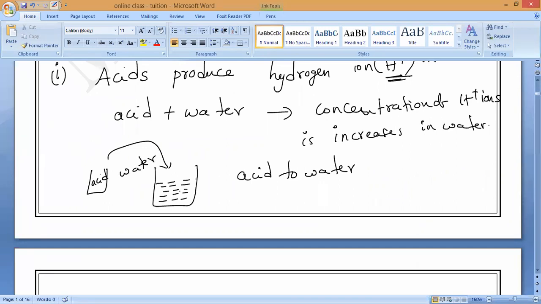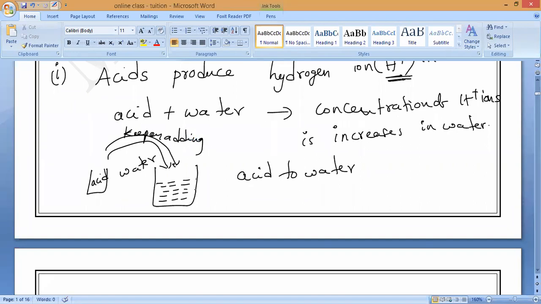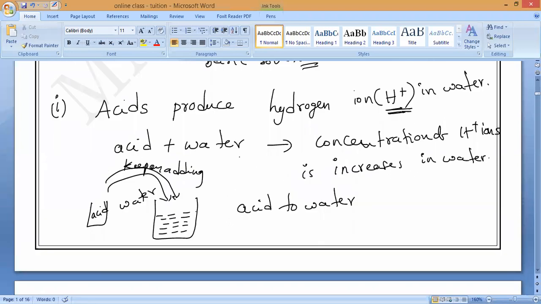So when I add a little amount of acid to the water, a small amount of H plus ions will be produced. If I keep on adding the acid to the water, H plus ions will keep on producing. Is it yes or no? Yes, that is the reason. All of you should remember, when I keep on adding acid to the water, H plus ions will keep on producing. So that is why you remember always, acids produce hydrogen ions in water.